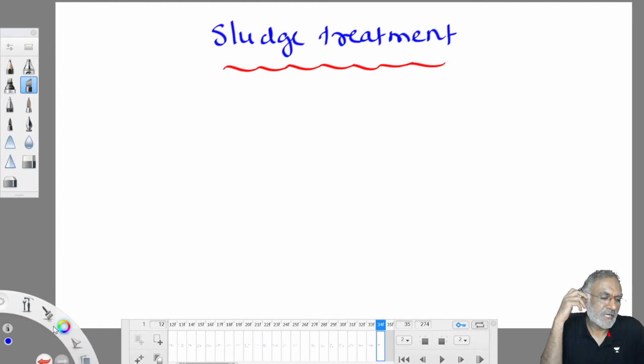Come on, let us learn about sludge treatment as well. Ready? Are you ready for sludge treatment? Ankit, Akshat.